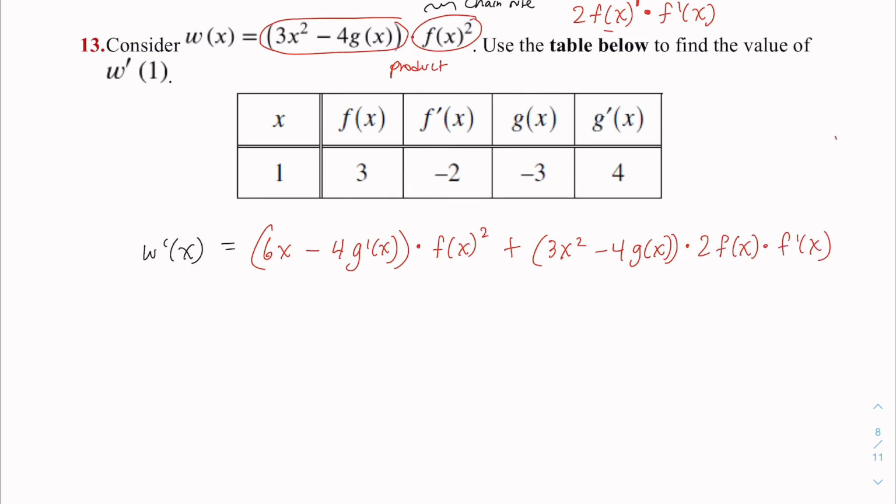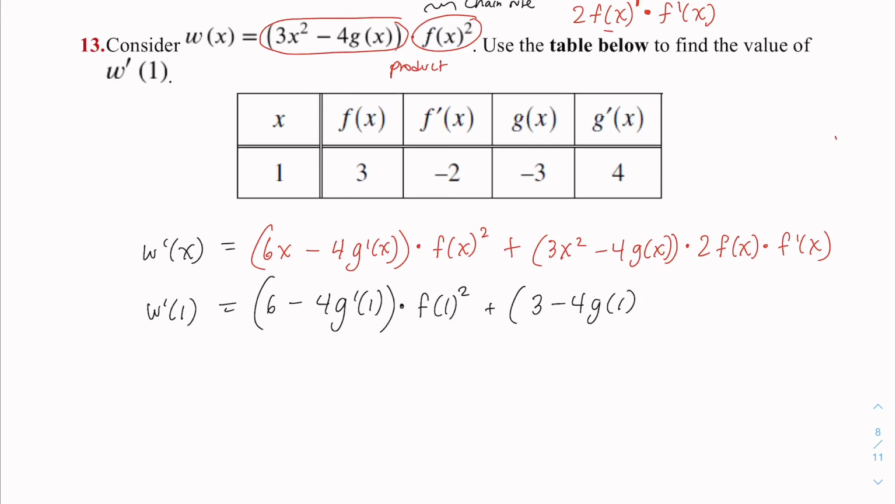Now w prime of 1, let us plug in 1. Everywhere we see an x, that's 6 times 1 is 6, minus 4g prime of 1. And all that is being multiplied by f of 1 squared, plus, plugging in 1 again, I get 3 times 1 squared, which is 3, minus 4g of 1. And all that is being multiplied by 2 f of 1, f prime of 1. So now we'll use the table to figure out all of these highlighted values.